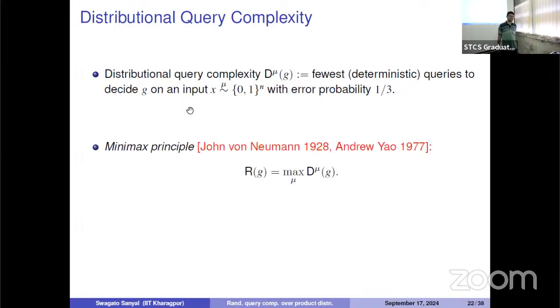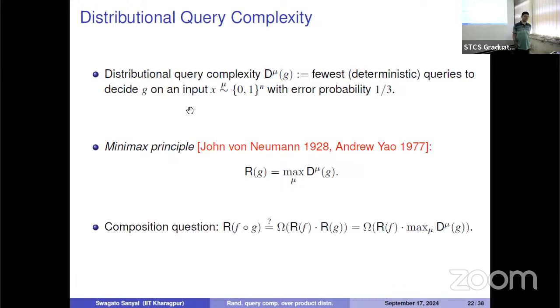The minimax principle establishes a connection between randomized and distributional complexities. This is a straightforward application of von Neumann's minimax principle to decision trees, and it states that R of G is at most the maximum distributional complexity over any input distribution.